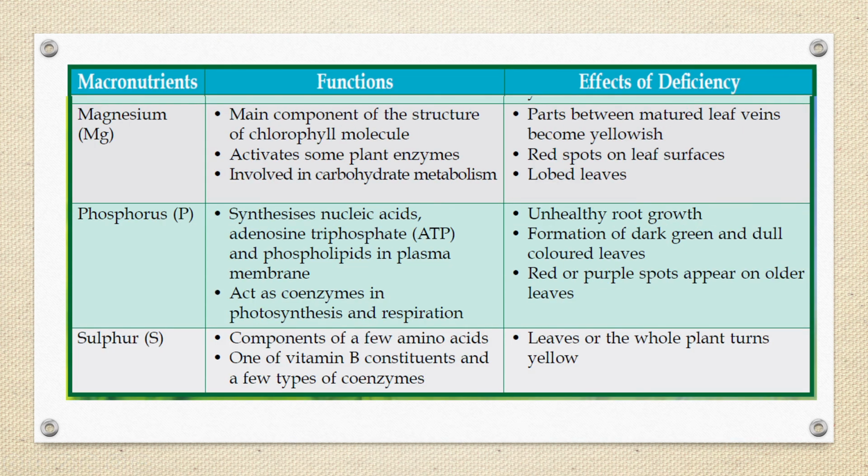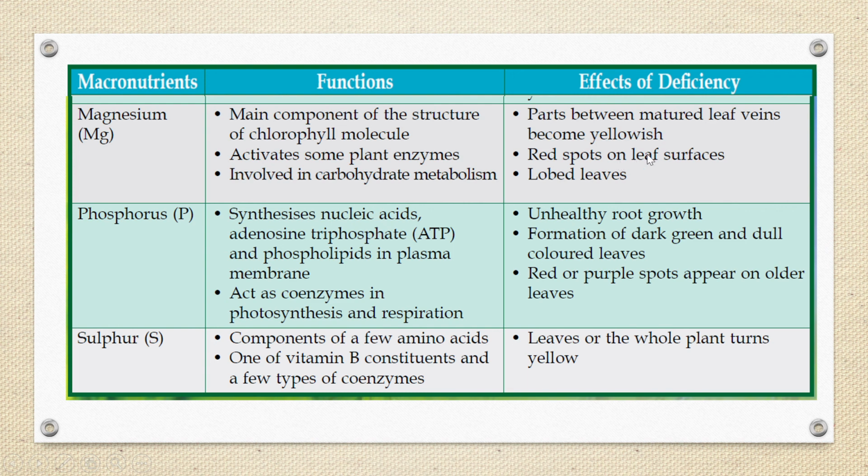Okay, continue on, still under macronutrients, which are the nutrients needed in large amount: magnesium, phosphorus, and also sulfur. Okay, magnesium, usually they will give you, for example, the effects of deficiency, where parts of the mature leaf veins become yellowish. It is not all, but only parts.